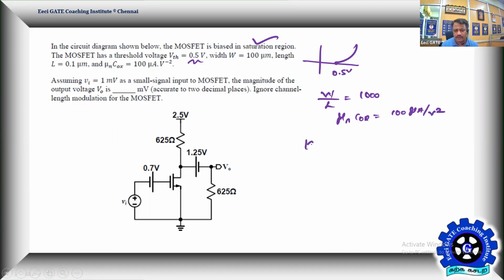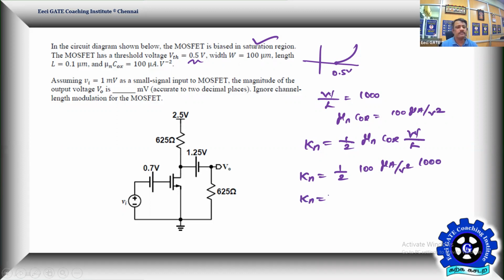Now you need that Kn. What is Kn? Kn is mu n Cox into W by L. Let me keep this ready. So Kn is equal to mu n Cox, which is 100 microamps per volt square, into W by L, that is 1000.